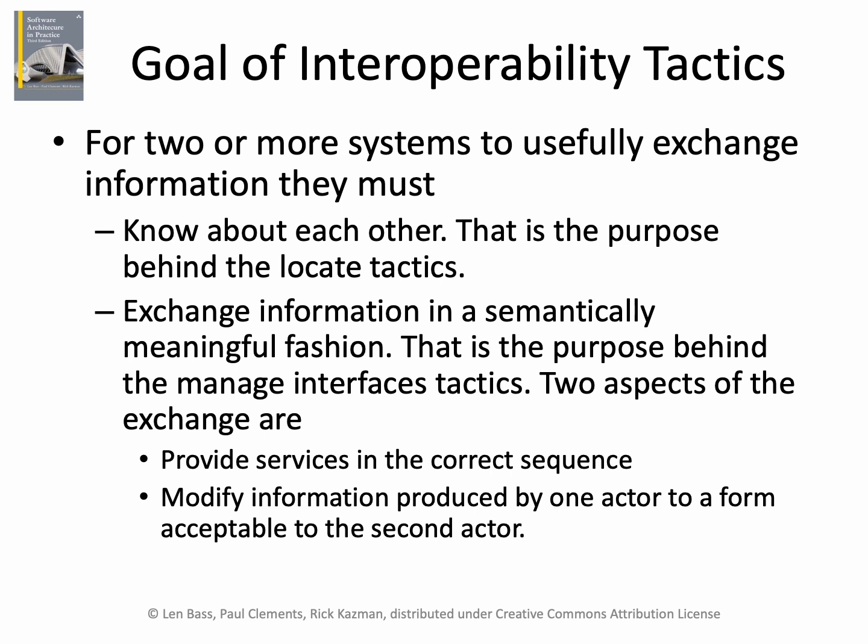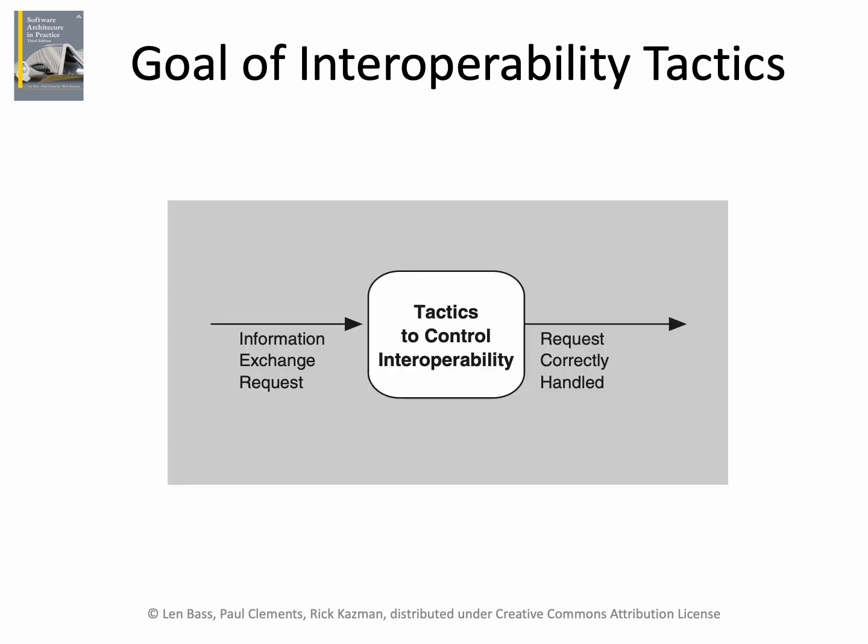Blockchain technology can provide a secure and transparent ledger for tracking the provenance of products, enhancing trust and credibility. By embracing these innovations, grocery chains can stay ahead of the competition and adapt to the evolving retail landscape. So, information exchange requests, tactics of control, interoperability requests correctly handled, as just mentioned in the grocery chain example that I shared with you.